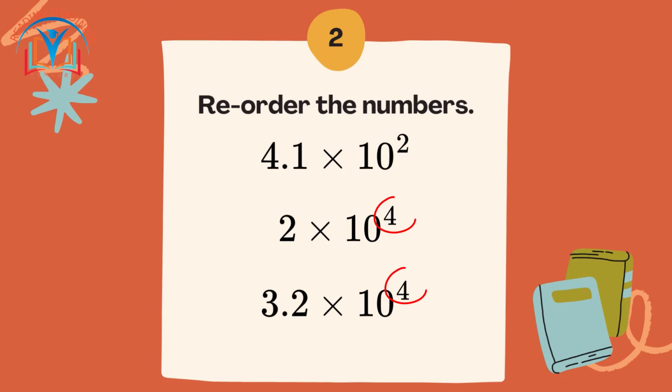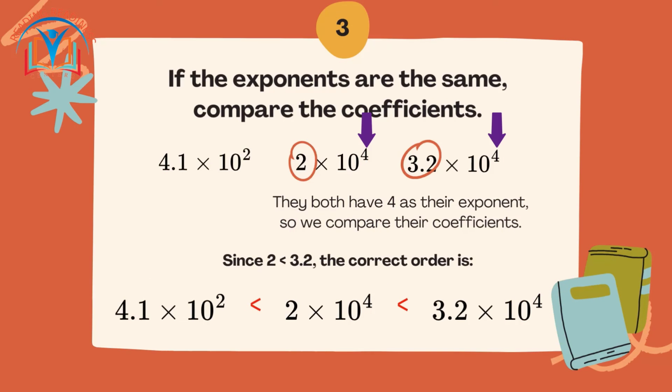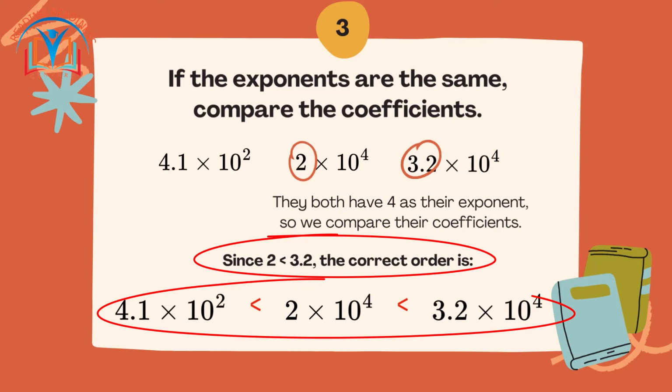But if the exponents are the same, compare the coefficients. The bigger the exponent, positive or negative, the bigger the number. If the exponents are the same, we compare the coefficients: the bigger the coefficient, the bigger the number. Like here, they both have 4 as their exponent, so we compare their coefficients. Since 2 is less than 3.2, the correct order is this.